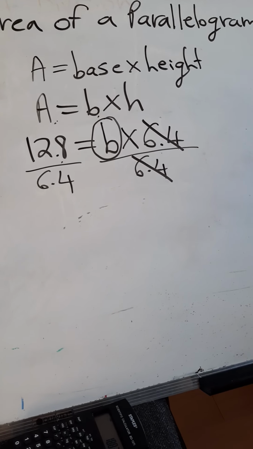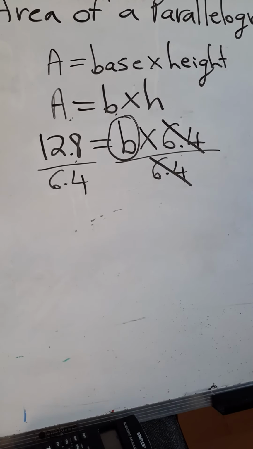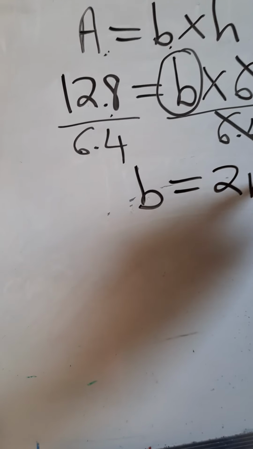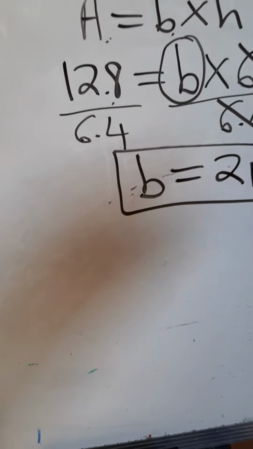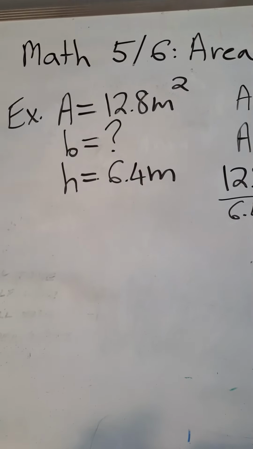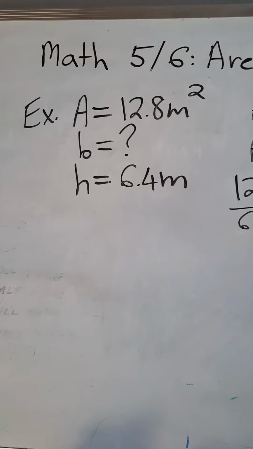Okay, and again, I'm going to put this into my calculator. So we're doing 12.8 divided by 6.4. And I notice b is equal to 2 meters. Okay, so it's just like this. So again, I'm just given some values here. The area is given to me as well as the height.